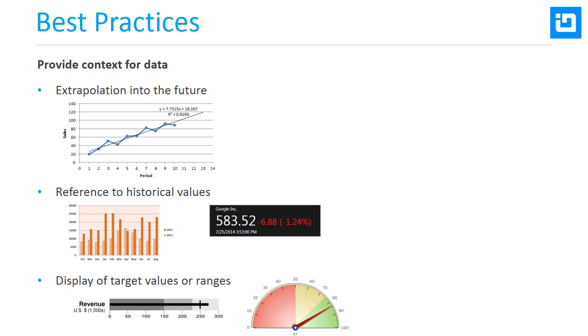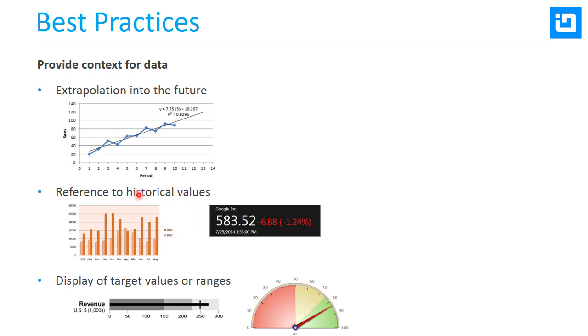Now I can, for example, extrapolate that data and make a forecast. Say I put a linear model over my data. That model tells me that in period number 13, I would be around here. So that puts my data into perspective, in this case into the future.